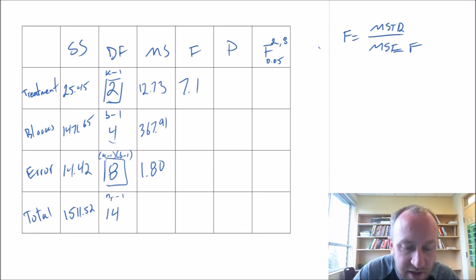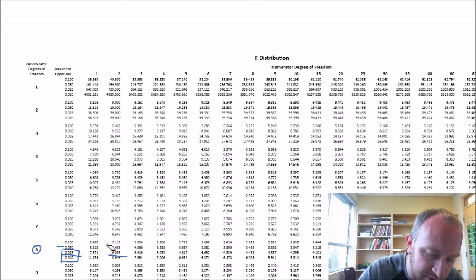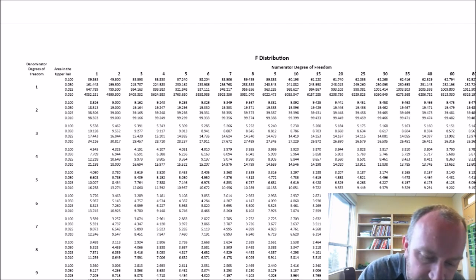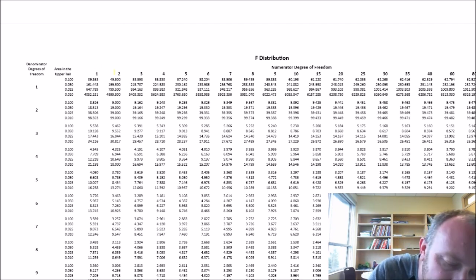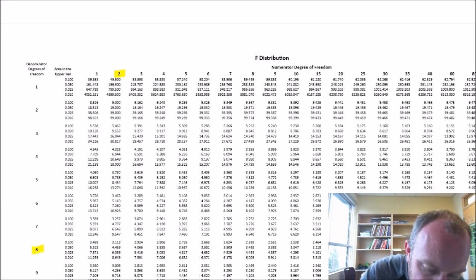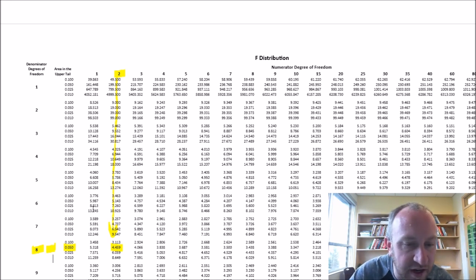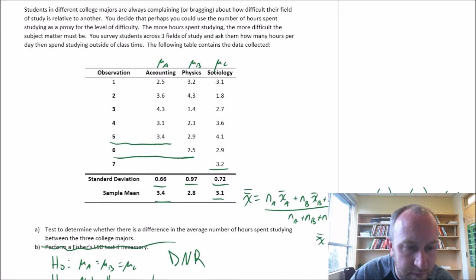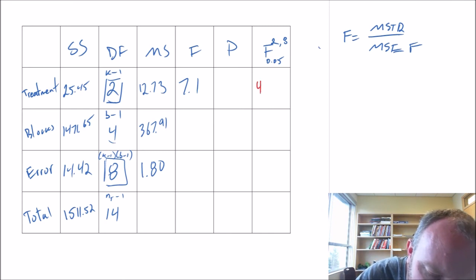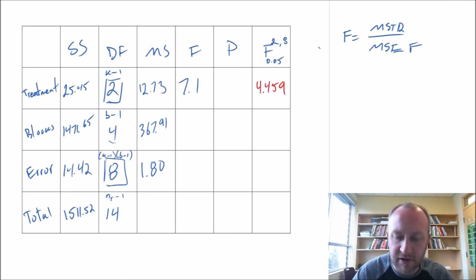So if we go to our F tables, oh, we've already got some scribbles on here. Let me grab a highlighter, it'll be easier. 2 degrees of freedom numerator, 8 degrees of freedom denominator, and here our alpha is 0.05. So that corresponds here. I'm looking down from here and across, so that gives me a critical value of 4.459. So 4.459 is our critical value.